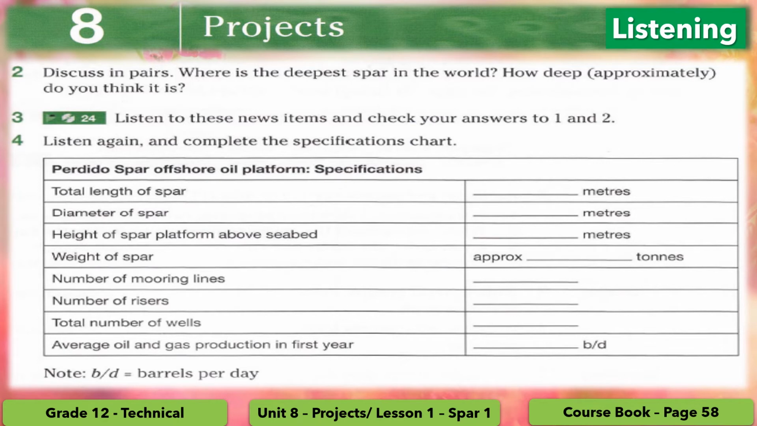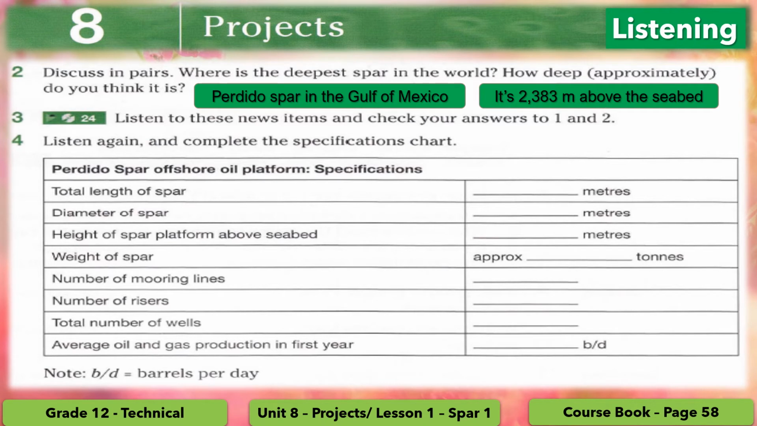The answer for the first question, where is the deepest spar in the world? The answer is, as you can see, it is Perdido Spar in the Gulf of Mexico. And it is 2,383 meters above the seabed. Now, let's move to exercise number 3. Here you have to listen to these news items and check your answers to 1 and 2.